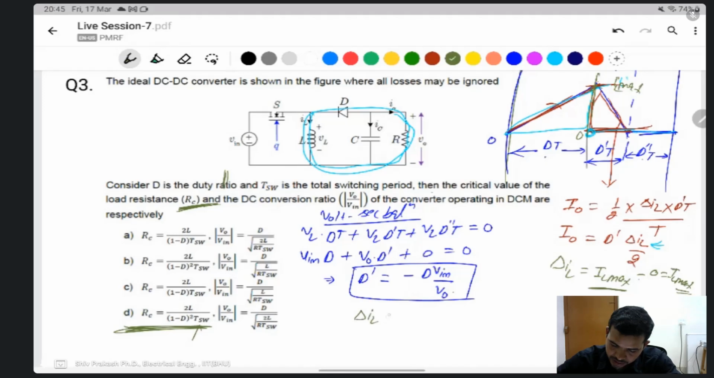Delta IL in this converter, Vs is present when switch is on: V in into D divided by F into L, and that is the same as the IL max. Sorry, delta IL is the same as the IL max. And what is the IL max here? I naught is equal to D dash into IL max divided by 2, because the delta IL is the same as the IL maximum current.